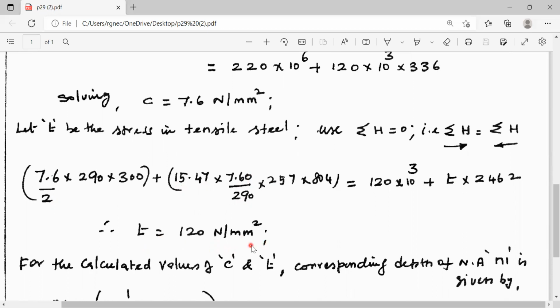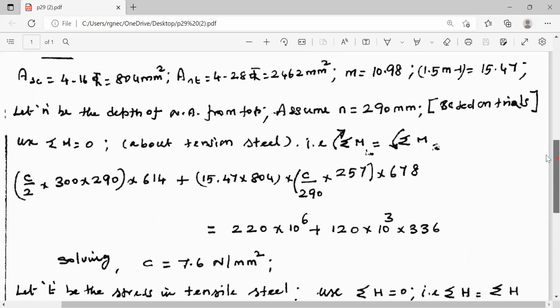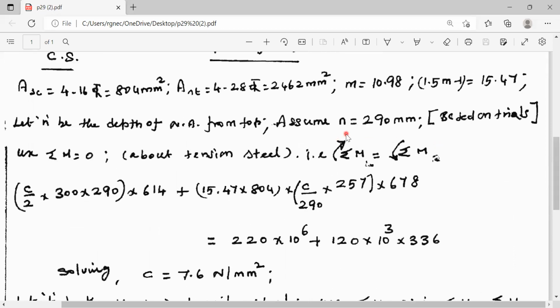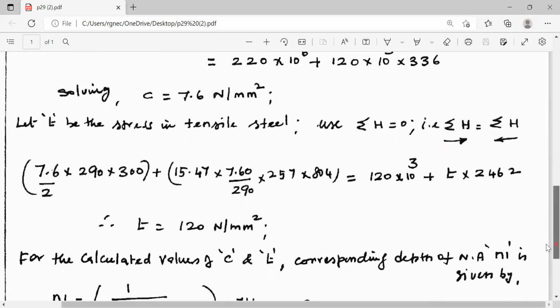T is equal to 120 Newton per millimeter square. We have already solved for C is equal to 7.6 Newton per millimeter square. Whether these are correct values or not, it has to be verified, because we have assumed the value of neutral axis N by trial and error. N is equal to 290 mm. For the assumed value of 290 mm, we have calculated the stress in concrete and stress in reinforcement, and that is equal to 7.6 Newton per millimeter square and 120 Newton per millimeter square respectively.